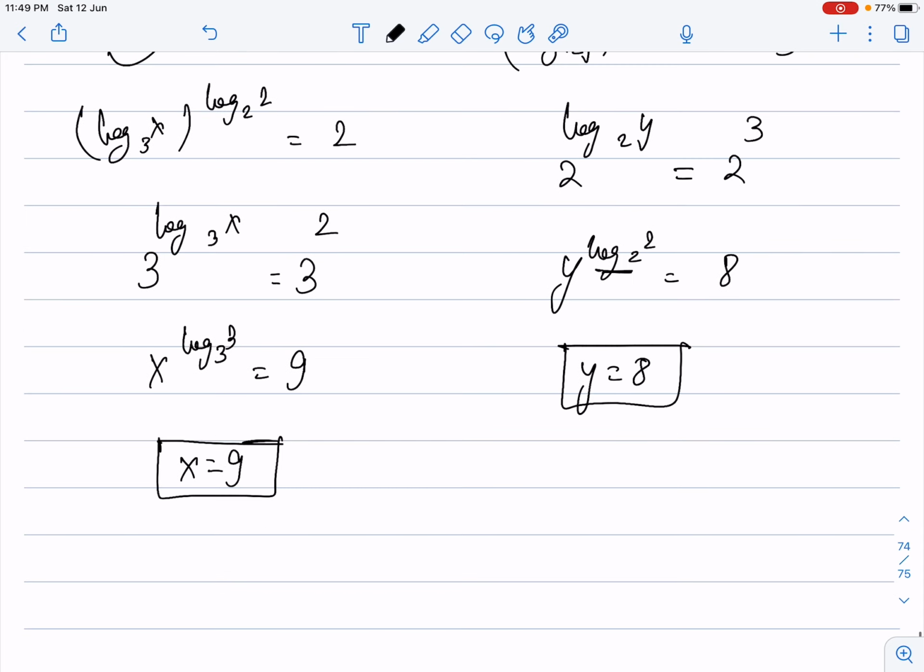The value of x plus y was asked of you. That will become 9 plus 8, that is 17, which will be the right answer for this question.